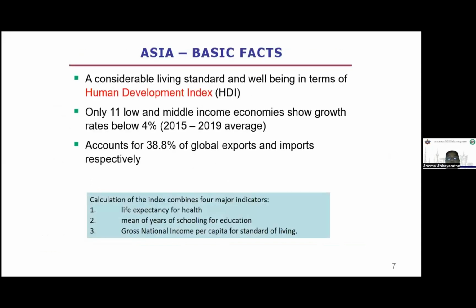When talking about Asia, there is a considerable living standard and well-being in terms of the Human Development Index. The Human Development Index is an index used to measure the well-being of people. It is a composite index of life expectancy for health, that is, when we are born, the average number of years that we are expected to live, and average years of schooling. Third, gross national income per capita. So it is a composite measure. In terms of that Human Development Index, Asia has a considerable living standard and well-being.